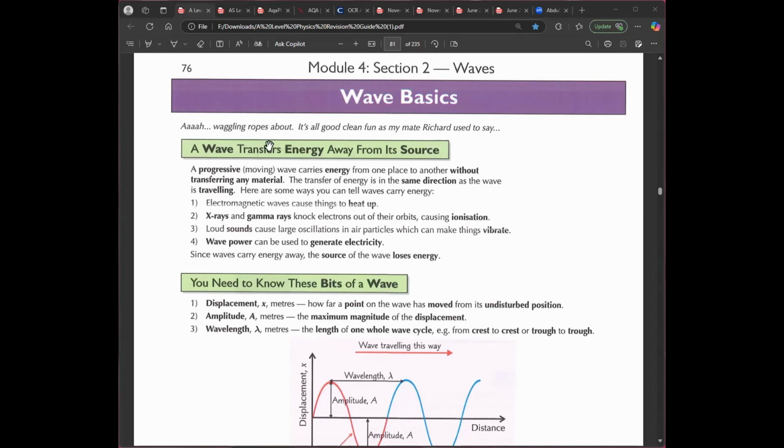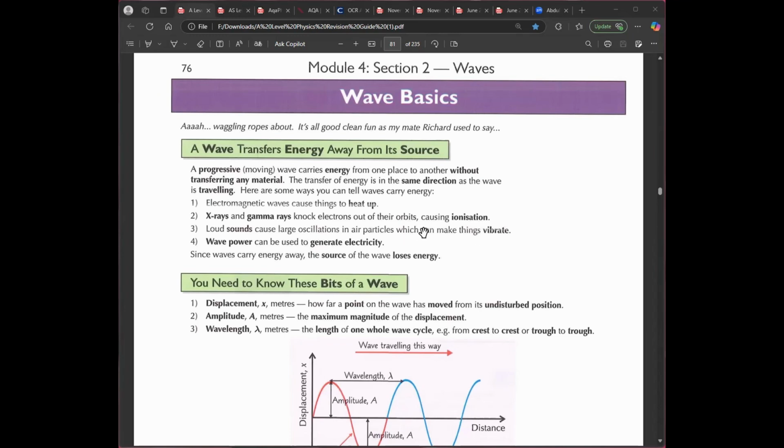So a progressive wave, which is moving, carries energy from one place to another without transferring any material, because the material just vibrates at its own position. And after all the energy has been transferred or the source is removed, you'll see that particles just come to rest at the same position. They don't move at all. They just come back to the mean position that they were at before.